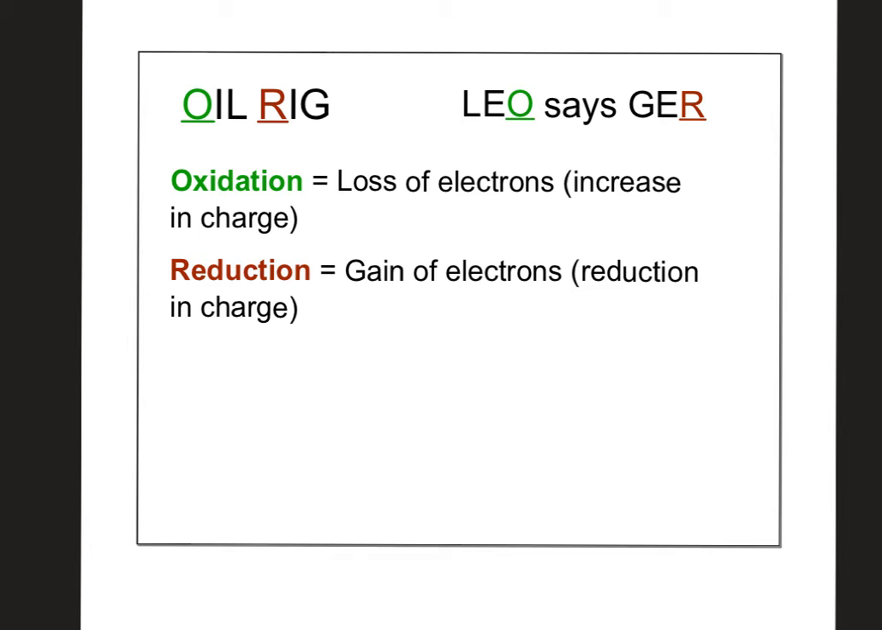How do I remember this? There's a couple ways. OIL RIG is an expression. So oxidation is losing, reduction is gaining. So oxidation is losing electrons, reduction is gaining. My personal favorite is LEO the lion says GER. So LEO says GER: loss of electrons, oxidation; gain electrons, reduction. So those are two little ways for you to remember.